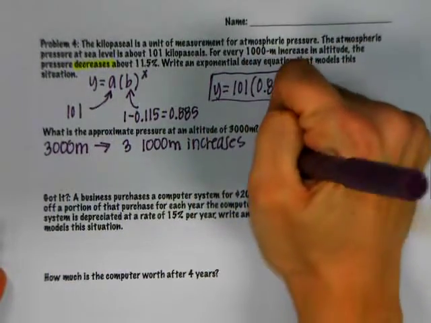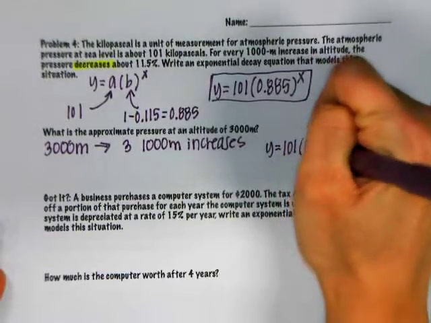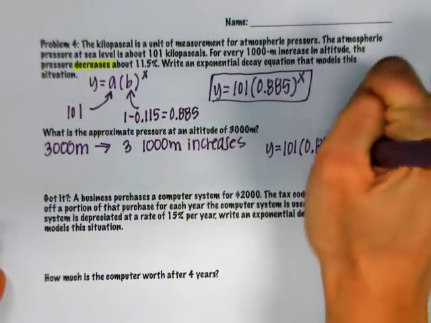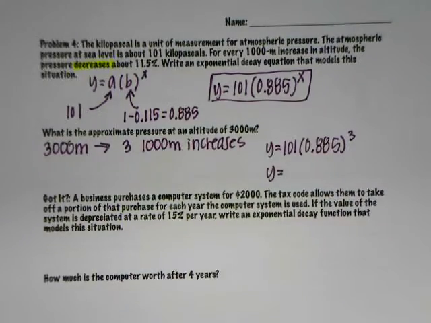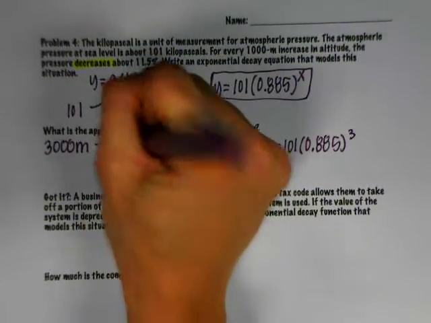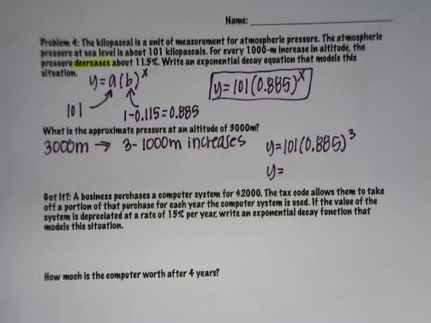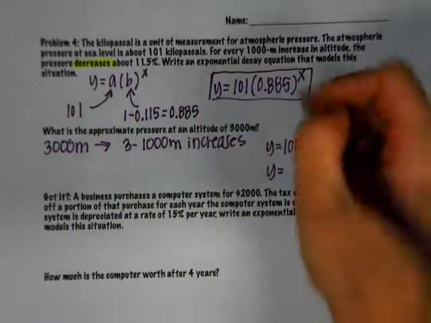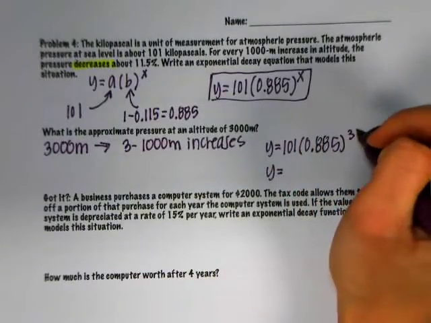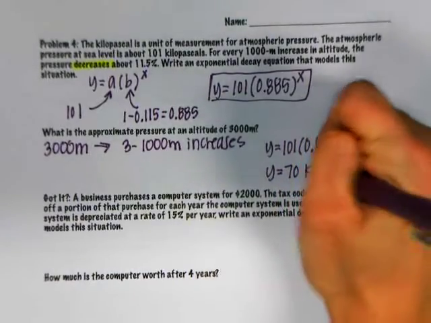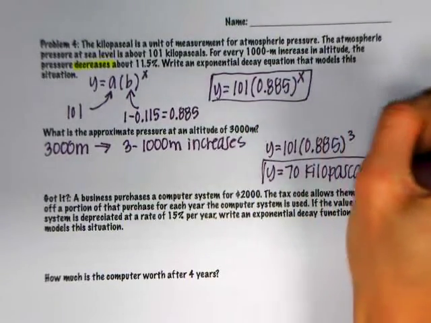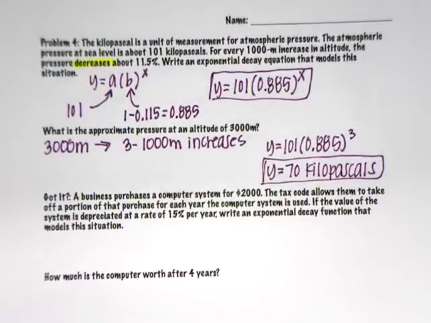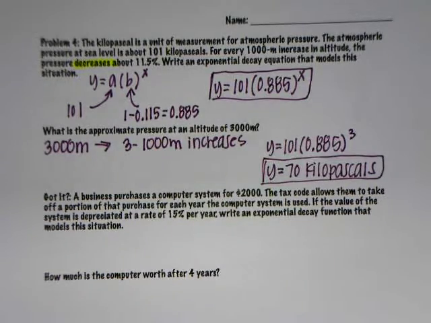So we're going to do y equals 101 times 0.885 to the 3rd power. And what do we get? 70, yep. 70 kilopascals, right? All right, good. Okay, we'll just do this one together.